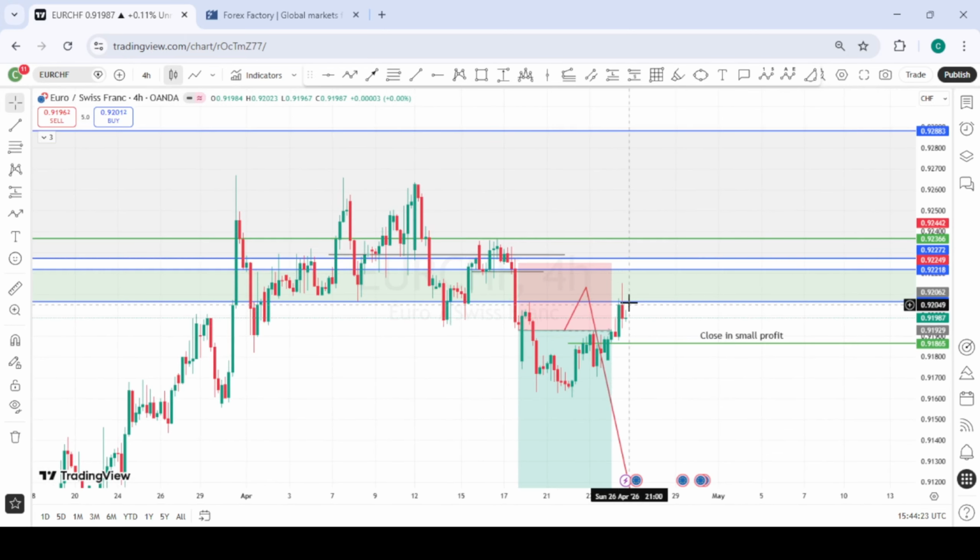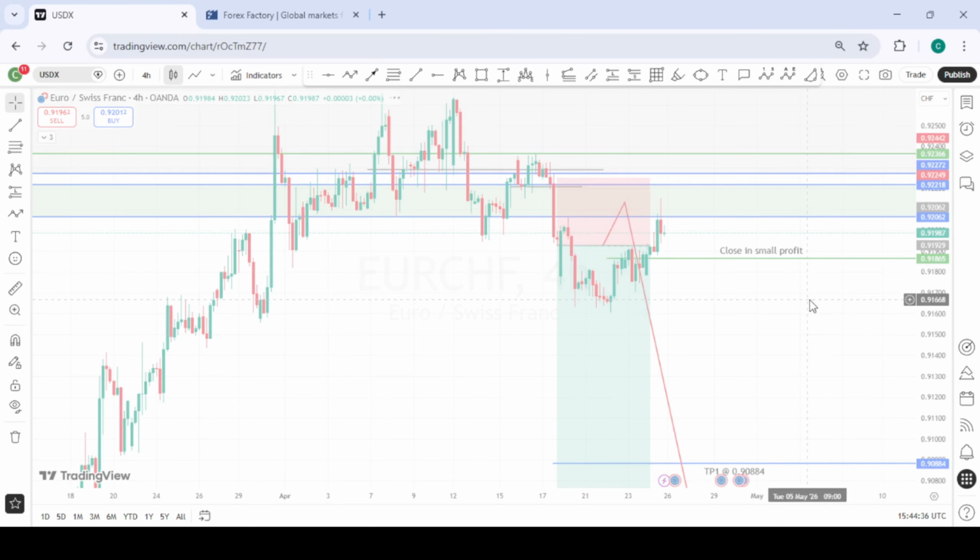Price can equally, because euro is very weak now, play out and sell. It can also shift structure here and give us some bullish movements and continue to the upside. So let's see how it goes.